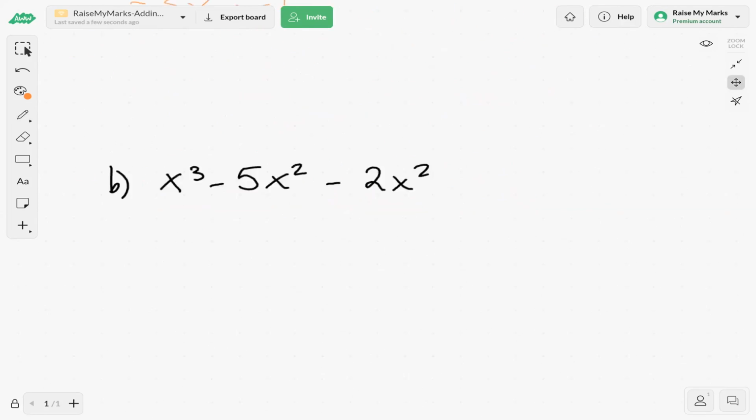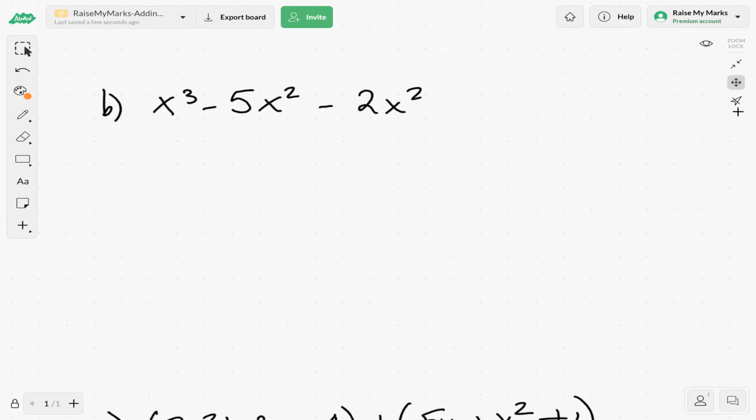So next question. Okay, so here we have x cubed minus 5x squared minus 2x squared. No brackets, so we just have one polynomial, and we're asked to add or subtract. We can think of each term as a monomial. So let's simplify or group like terms together. So where are our like terms? Let's look at the variables and what power they're raised to.